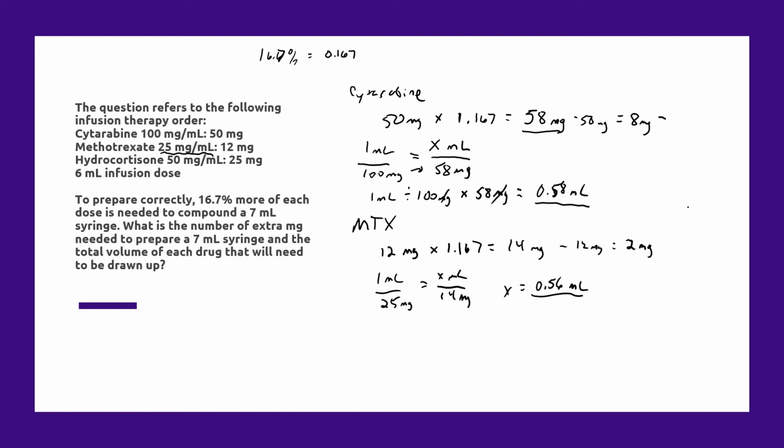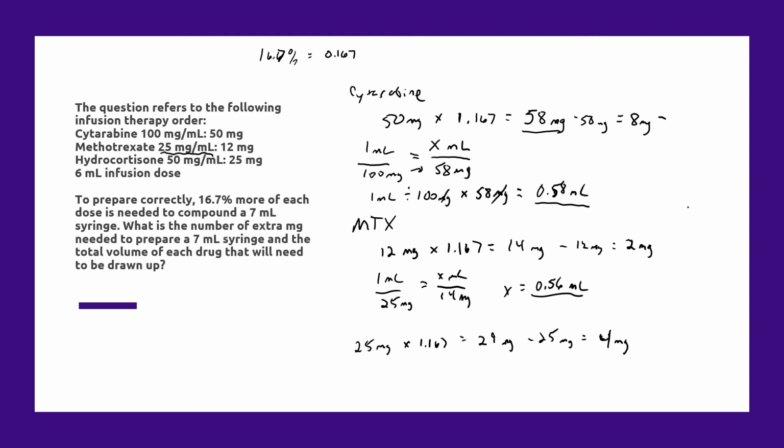And then lastly, for hydrocortisone, I don't feel like writing out hydrocortisone, so we'll just start down here. 25 milligrams times 1.167 is going to be 29 milligrams. So that means we need 4 more milligrams than was ordered for hydrocortisone.